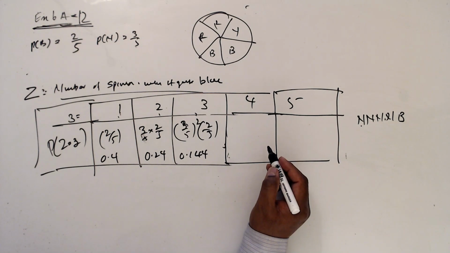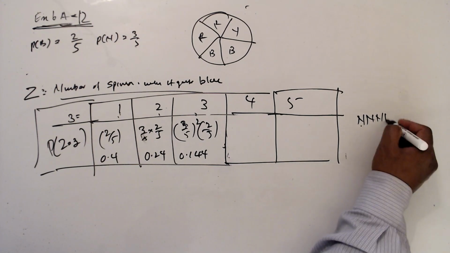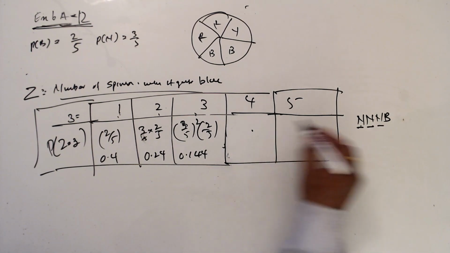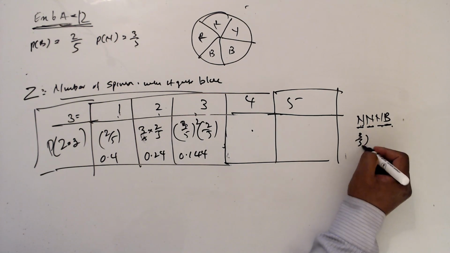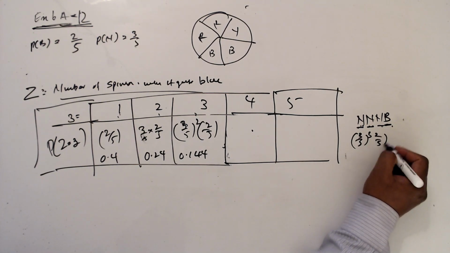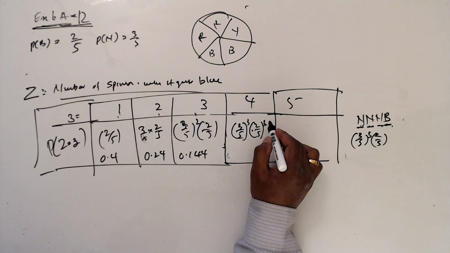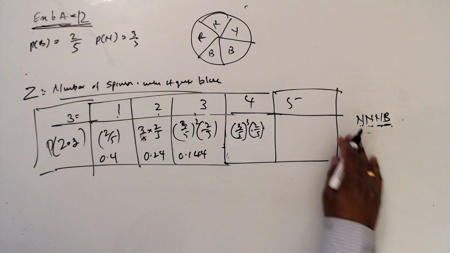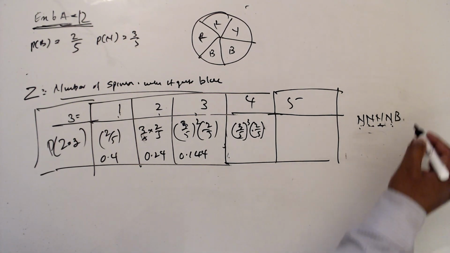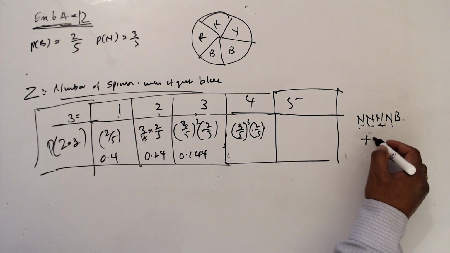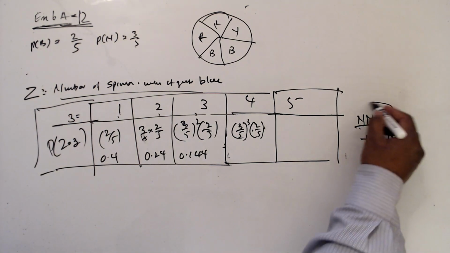So then this is going to be, I'm deleting one. So first time no, second time no, third time no, fourth time it works. So this is 3/5 cubed and 2/5. And the last one, first time no, second time no, third time no, fourth time no, fifth time yes, or first time no, second time no, third time no, fourth time no, fifth time also no.